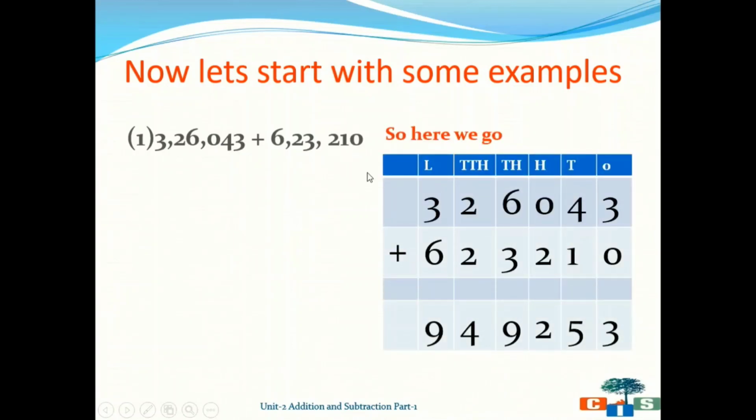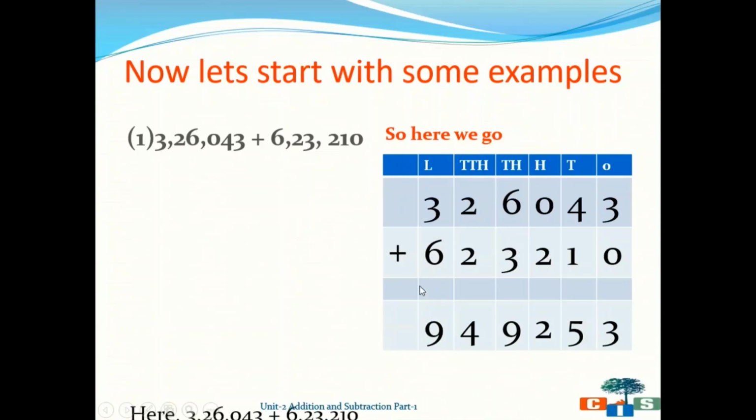See, I have arranged the digits in columns according to the place value chart, that is 3,26,043. Next is 6,23,210. Always start adding the digits from the ones place. So we'll start from the ones place. 3 plus 0 is 3. When any number is added to 0, we get that number itself as the result. 4 plus 1 is 5. 0 plus 2 is 2. 6 plus 3 is 9. 2 plus 2 is 4. 3 plus 6 is 9.